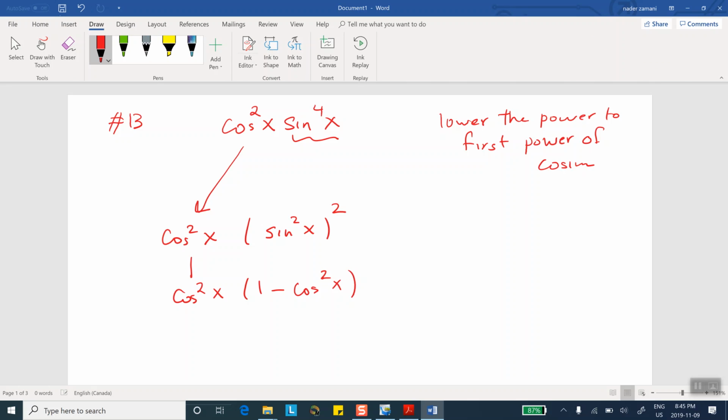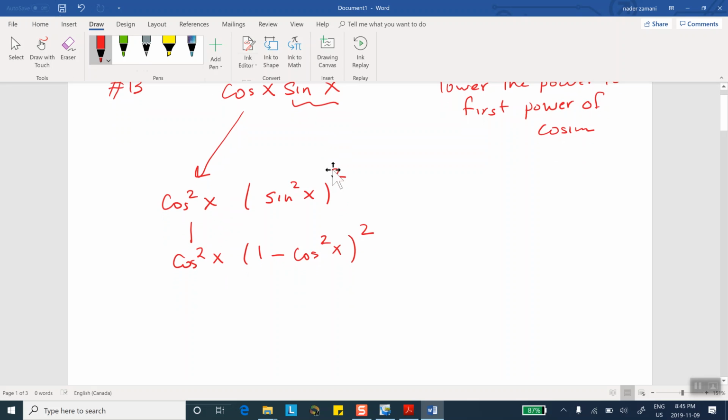Cosine squared x to the power 2. Okay, now why did I do that? Because we know the formula for lowering the power. It is equal to, let me use a different color, 1 plus cosine of 2x divided by 2. That's what that thing is.